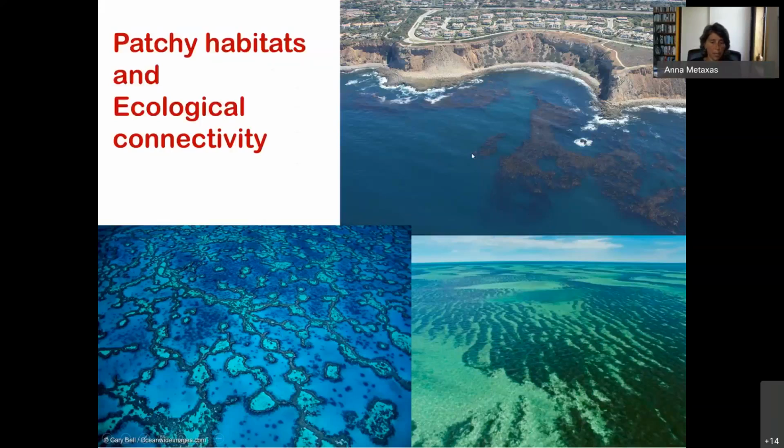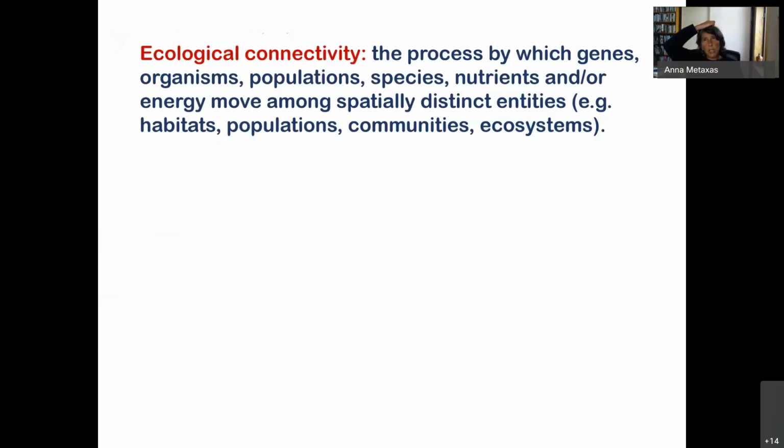And of course, this is an aerial view of coral reefs, which again are very highly fragmented and where ecological connectivity is important in ensuring connections between these individual fragments. And so if we want a formal definition of connectivity, it's the process by which genes, organisms, populations, species, nutrients, everything but the kitchen sink moves across distinct entities, like habitats, populations, communities, etc.